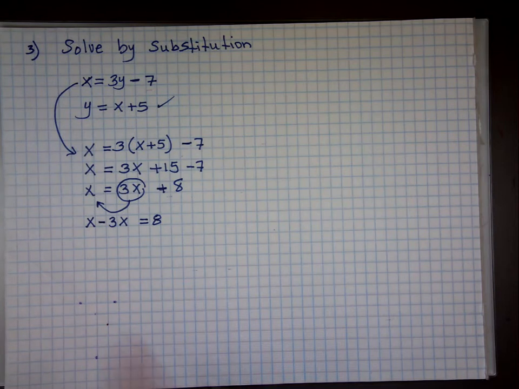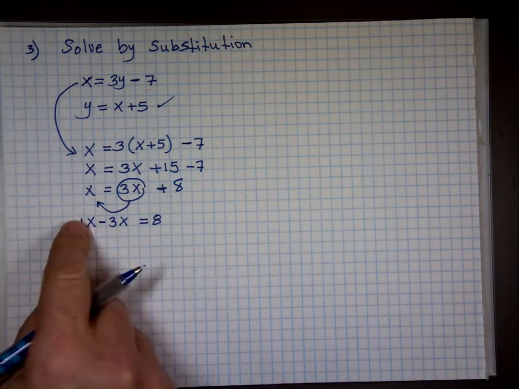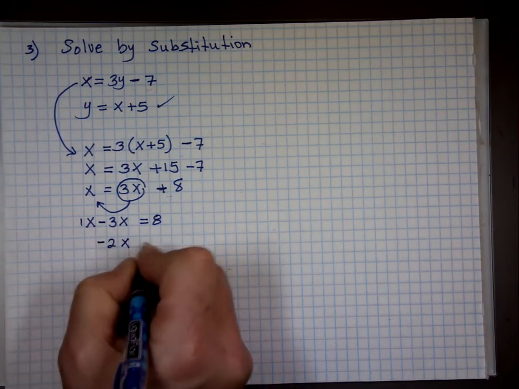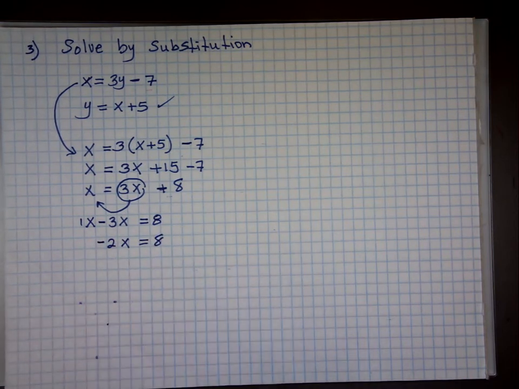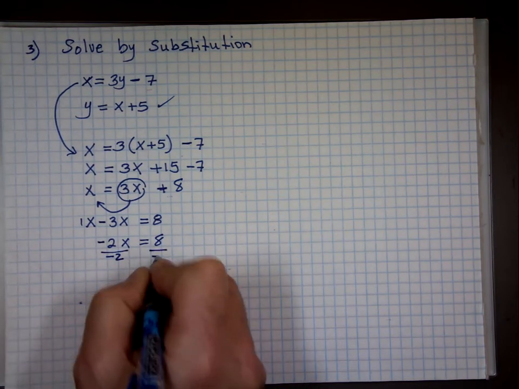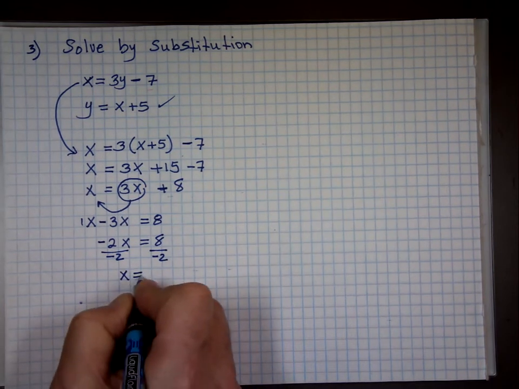What is x minus 3x? Negative 2x. Negative, because there's a 1, we just don't put it. What's 1 minus 3? That's a negative 2. X equals 8. And to solve for x, we're going to divide this side by negative 2, which means you're going to divide this side by negative 2. X equals what? Negative 4.